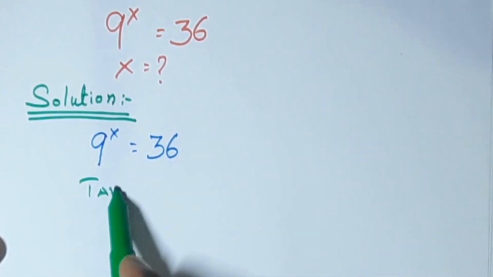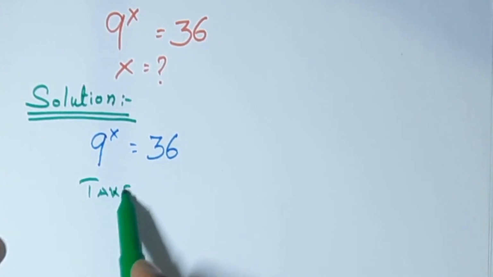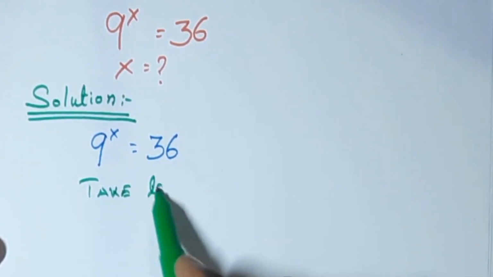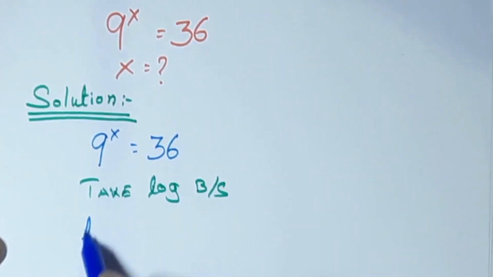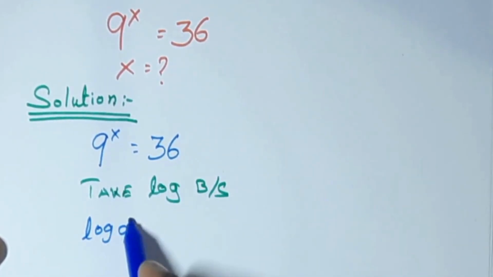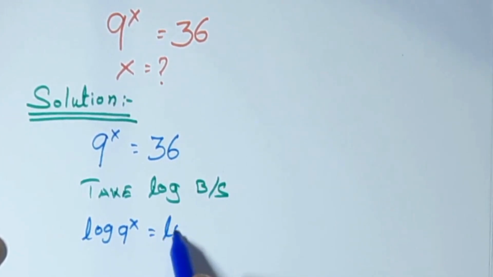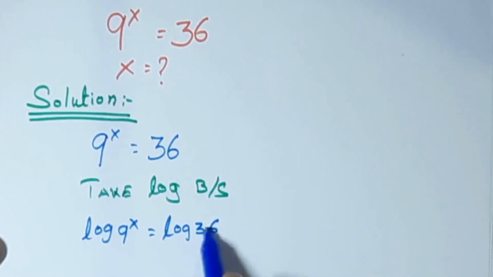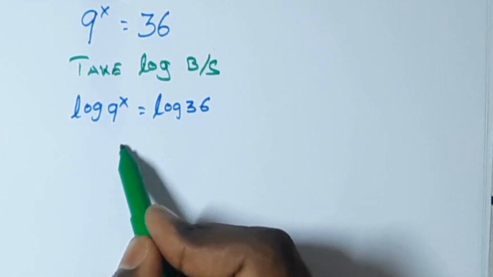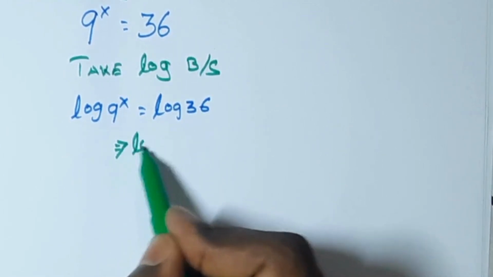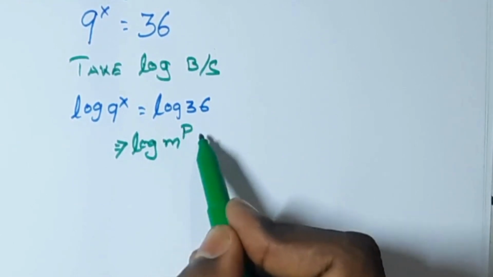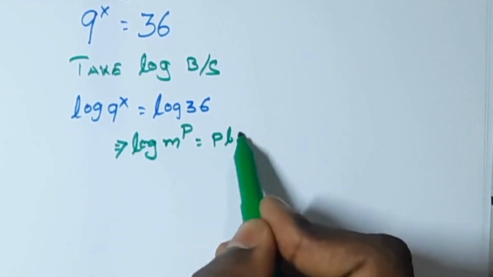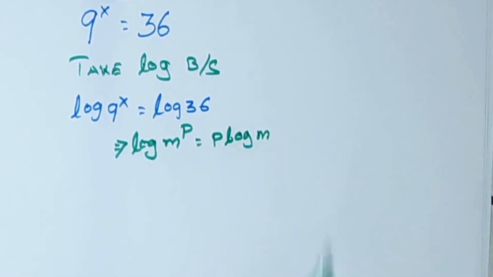Take log on both sides. Log 9 to the power of x equal to log 36. We know the power formula, that log m to the power p equal to p log m.